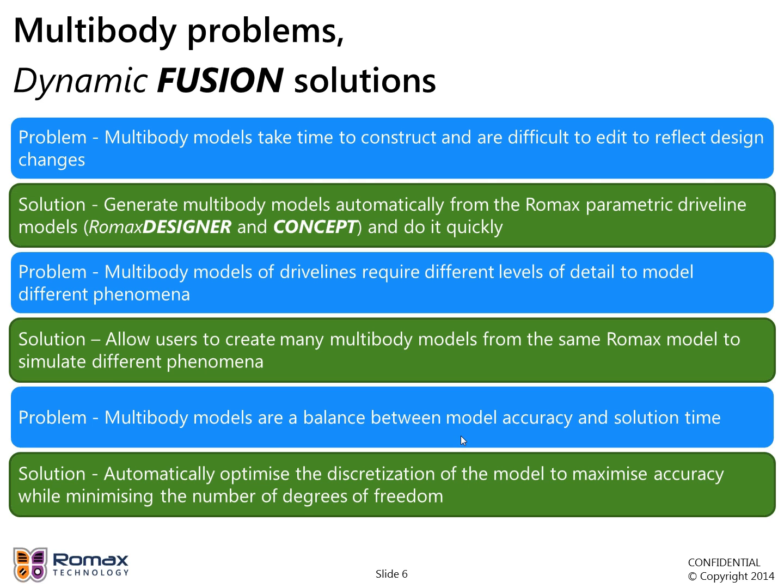So the solution, as I said, in DynamicFUSION, is to automatically optimize the discretization, that is how the model is chopped up into the individual bodies in the multi-body model, in such a way that we maximize the accuracy of the model while minimizing the number of degrees of freedom and hence reducing the simulation time.